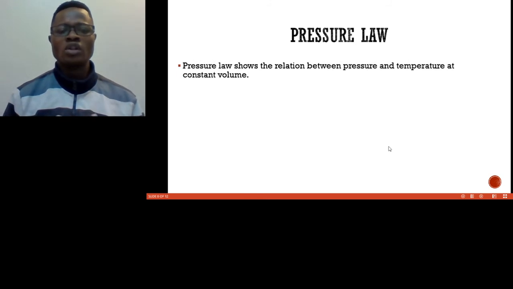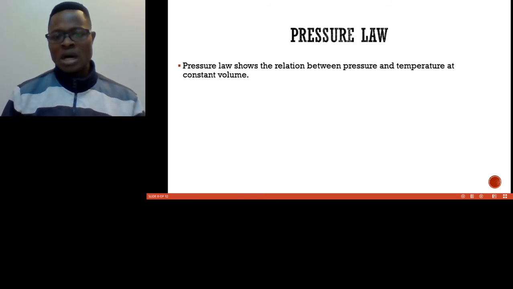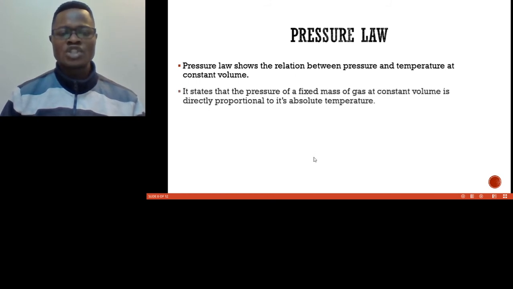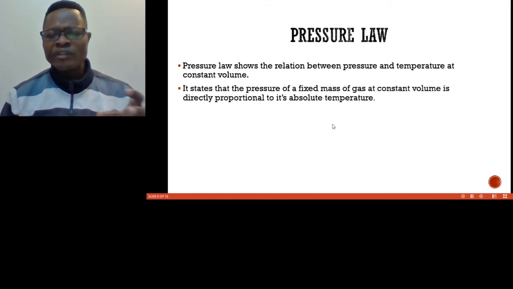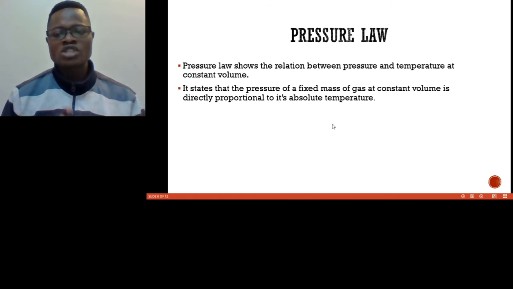Pressure law also shows the relation between pressure and temperature at constant volume. That is pressure law because the pressure of a fixed mass of a gas at constant volume is directly proportional to its absolute temperature.